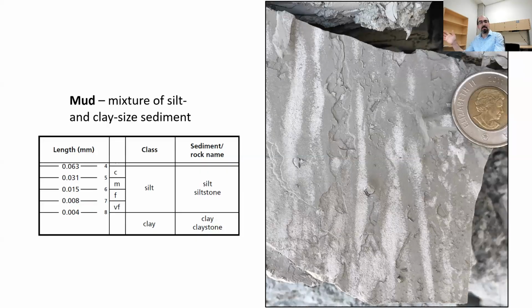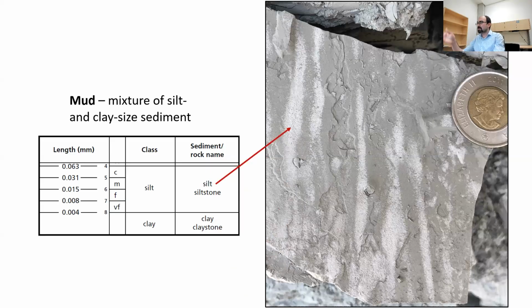So what is mud? Mud is simply a mixture of silt and clay-sized sediment, between 62.5 microns and 4 microns. By definition, if you have a mixture of sediment and more than 50% of that sediment consists of silt and clay-sized sediment, then it's mud. Mud that undergoes lithification becomes mudstone. Mud rocks, shales, siltstones, claystones, the terminology is vast.